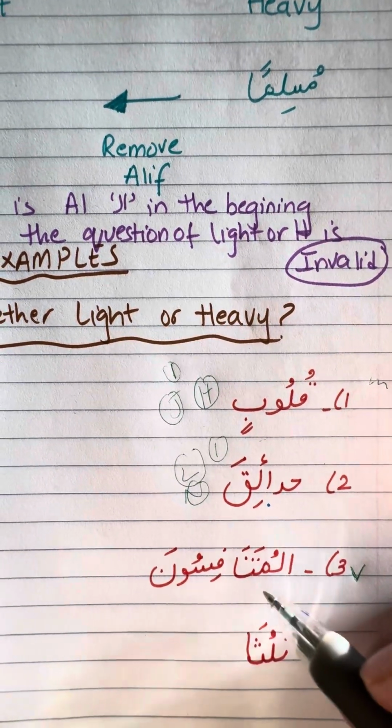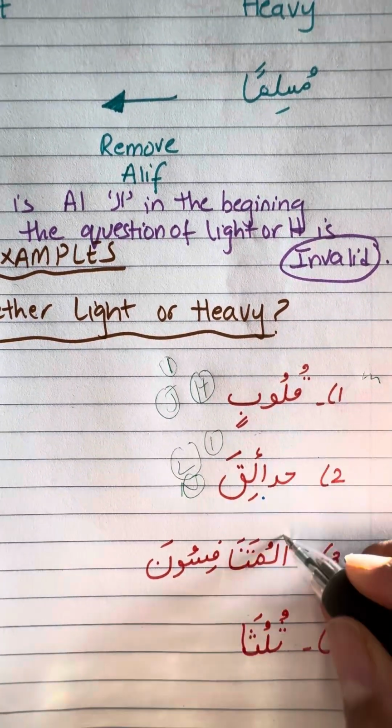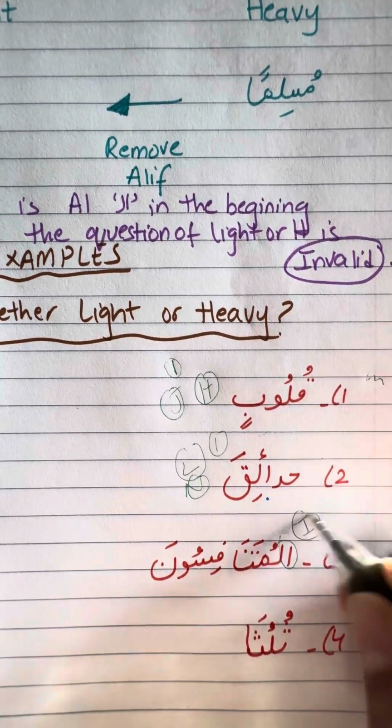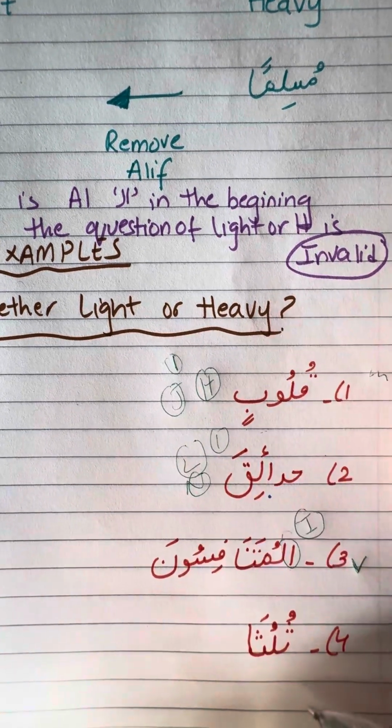The next word is al mutanafisuna. Now we see over here that there is al in the beginning of the word, so the question is invalid. We don't care whether it is light or heavy.